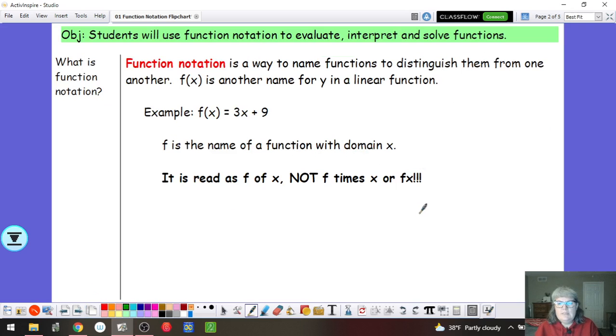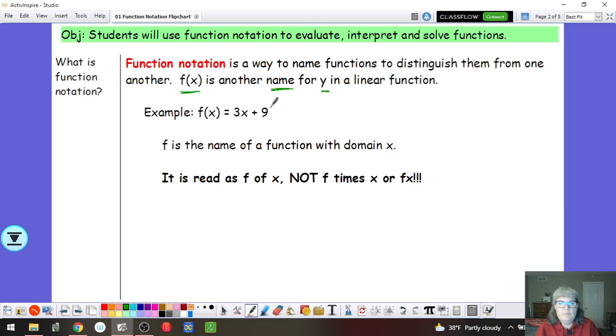So what does this do for us today? Function notation is what I'm going to introduce to you here. Function notation is something that looks like f of x, and it's just a name for y in a linear function. So for example, I have f of x here instead of y equals 3x plus 9. This is still a linear function.